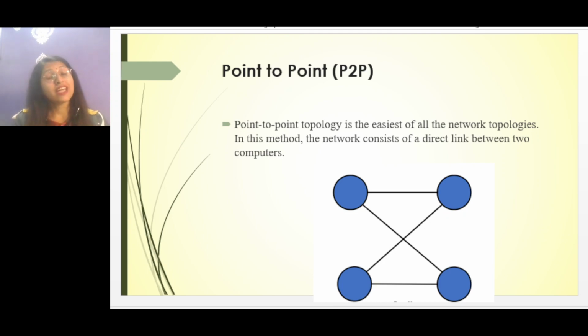And what will be the disadvantage? Based on the diagram, you can see that it can only be implemented for small areas. And as they are direct links, the folders and the files are not stored centrally. Besides, there is no security in the system. So this is the point to point.